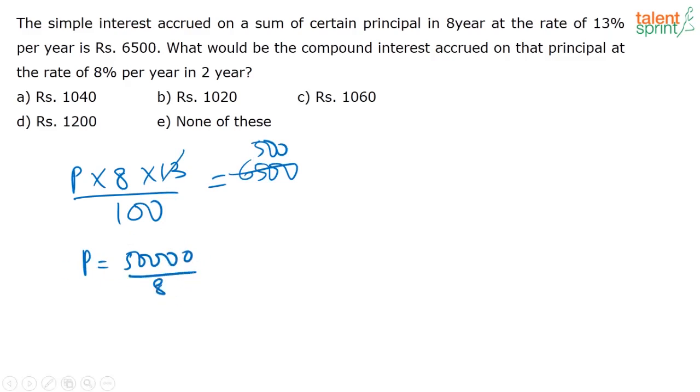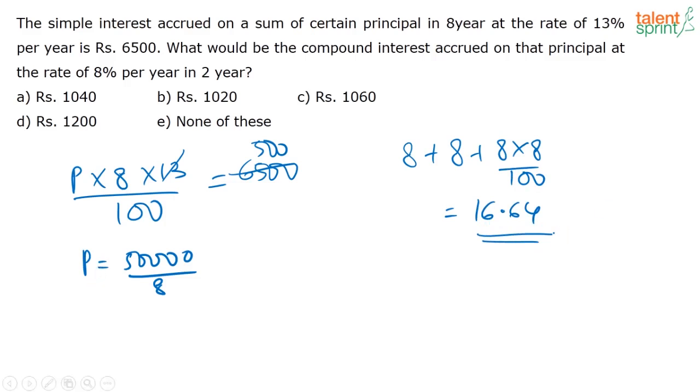Let's see. Now what is asked? What would be the compound interest accrued on that principal at the rate of 8% in 2 years? So compound interest at the rate of 8% for 2 years using effective percentage, what is it? 8 plus 8 plus 8 into 8 by 100. That would be the net percentage of interest that we get. 8 plus 8 is 16. 16 plus 64 by 100, that is 16.64. Correct? So that will be your net percentage.